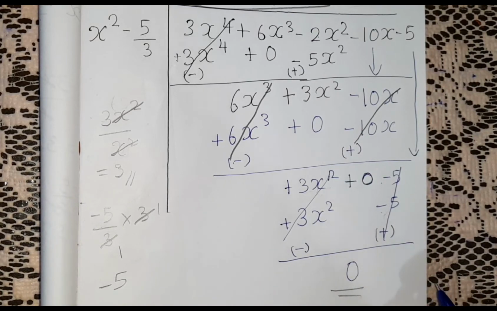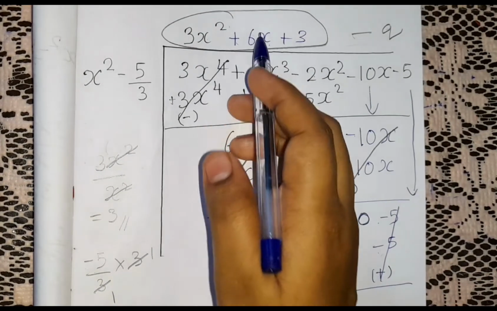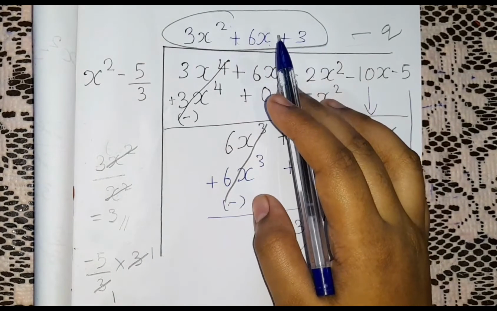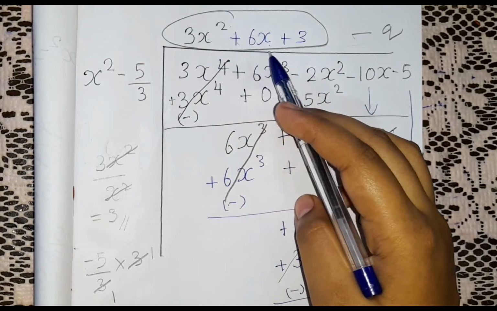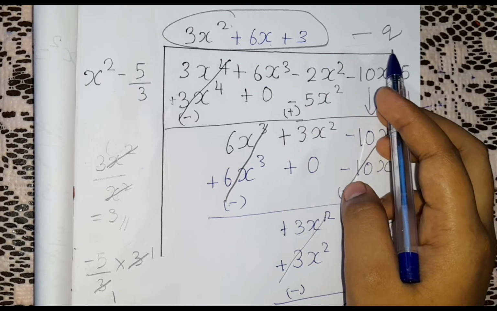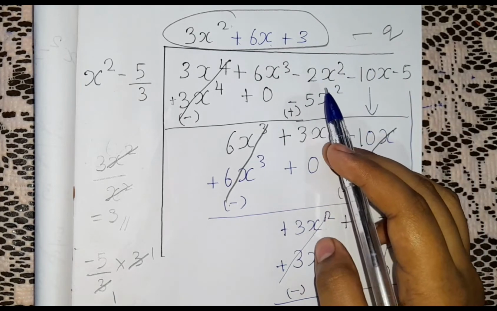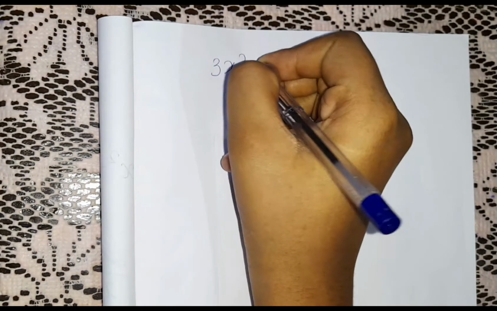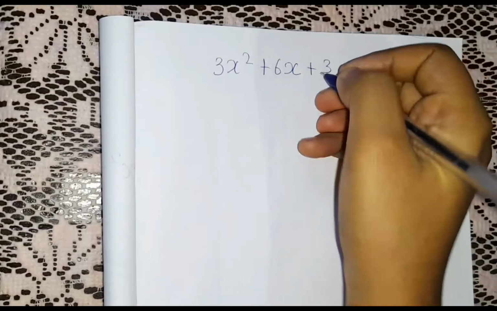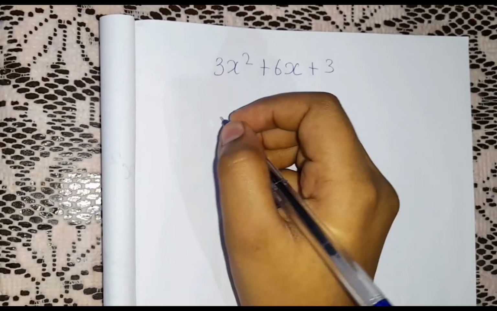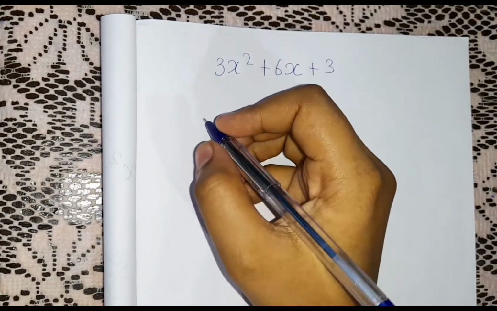Am I right? So now what we are going to do is, we are going to be taking this quotient, that is 3x square plus 6x plus 3. Why? Because this is the quotient. Okay. I'm going to be taking this now. So let me just copy it. So now let us write the quotient. So what was the quotient? The quotient was 3x square plus 6x plus 3. Am I right? So this is the quotient. I wrote the form. Now what we are going to do is, we are going to be splitting it.